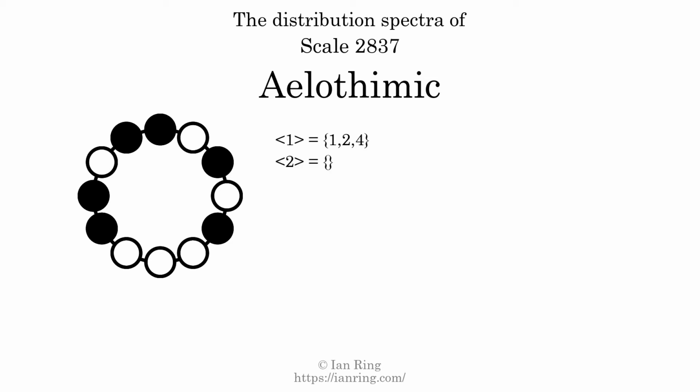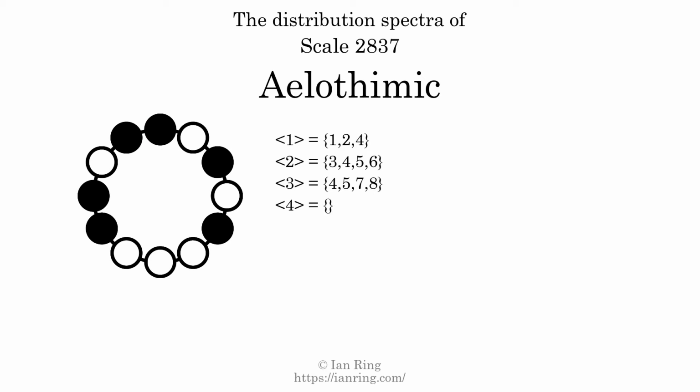The generic interval of 2 scale steps comes in 4 different specific interval sizes. 3 semitones, 4 semitones, 5 semitones, and 6 semitones. The spectrum width of this generic interval is 3. The generic interval of 3 scale steps comes in 4 different specific interval sizes. 4 semitones, 5 semitones, 7 semitones, and 8 semitones. The spectrum width of this generic interval is 4.